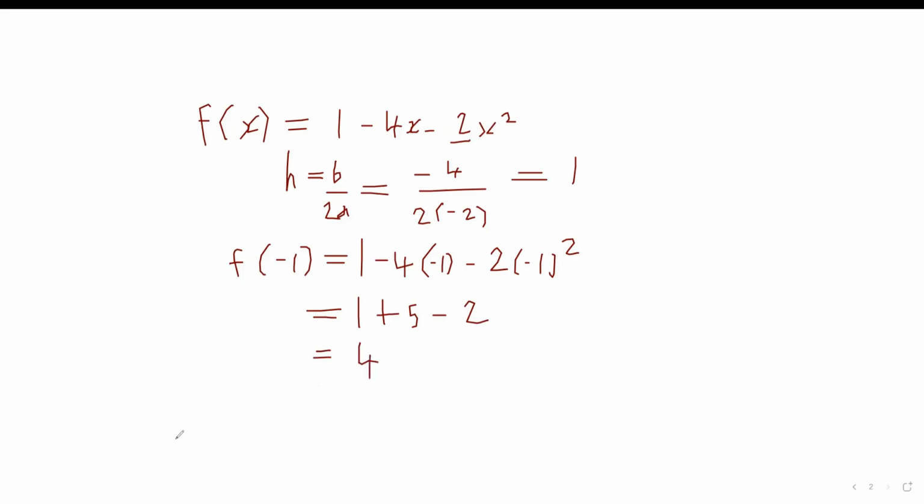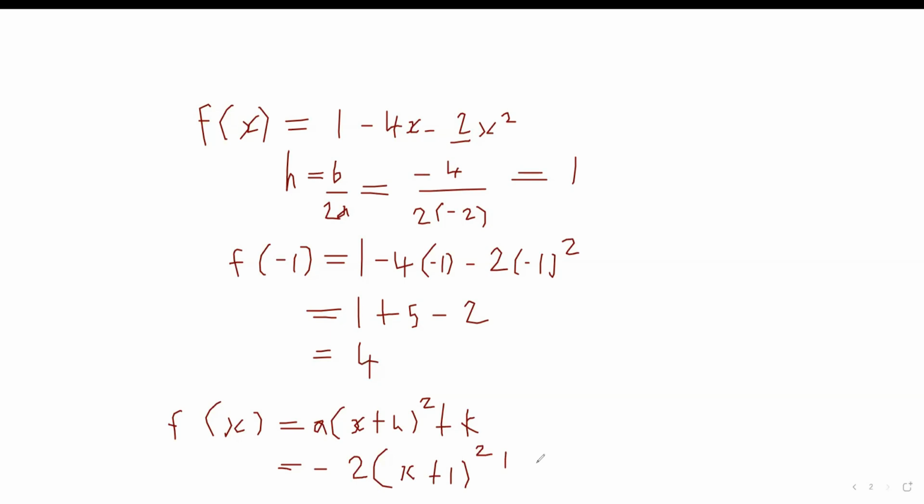So that means we can rewrite f of x. Remember, f of x can always be written in the form a in bracket x plus h, squared, plus k. But then we just found what a was. A is minus 2. So it's minus 2 times in bracket x plus h, which is going to be x plus 1 squared, plus k, and k is 4, so put plus 4, and that's it. Easy. So let's look right here now.